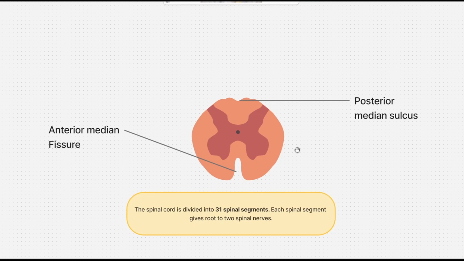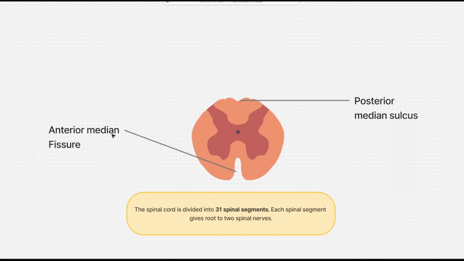Now, this is interesting. If we take a cross section of the spinal cord, what are we gonna see? Now, what you see here, this H-shape, is the internal structure, which we're gonna be talking about later in the video. For now, let's talk about the external features. This is a transverse cross section of the spinal cord, and what you see here are two distinct features.